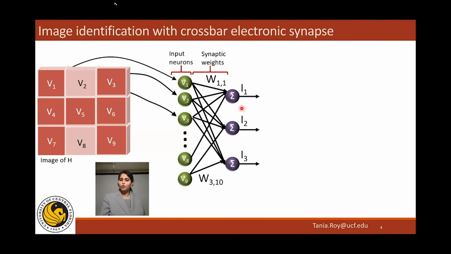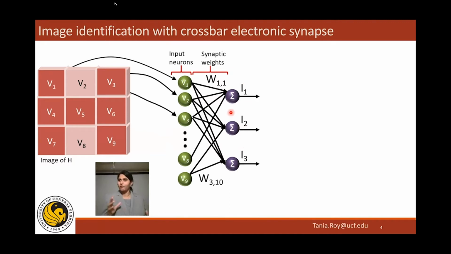Now by finding out the total current, what have we done here? We have an input vector and a weight matrix, and these two are multiplied. So vector matrix multiplication is taking place over here. And we know how computationally intensive that can be.